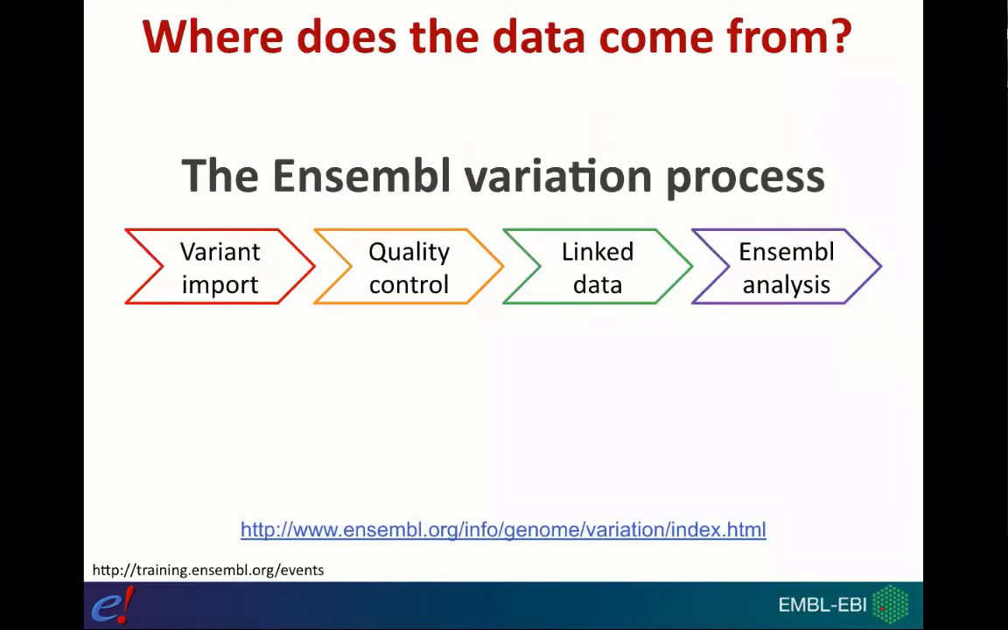So what I want to do now is explain to you about the Ensembl variation data pipeline, so how we import variation data from a number of sources, process it, and then add some of our own analysis as well. So we have these four main steps. Firstly, we import data from a range of sources. We apply some quality control when we're importing the data. Then we look to other databases to look for linked or associated data, and then we begin analyzing those data sets ourselves and then making that available to you through the browser and the other interfaces.